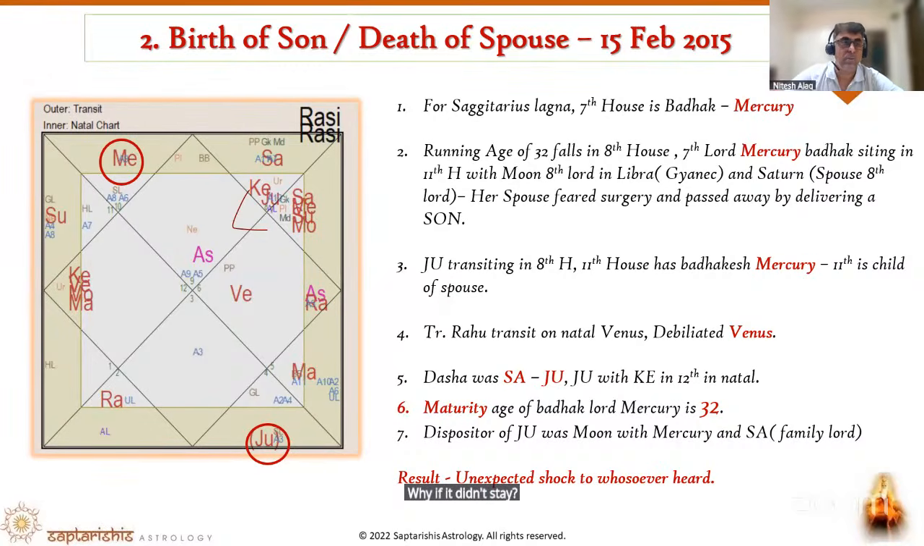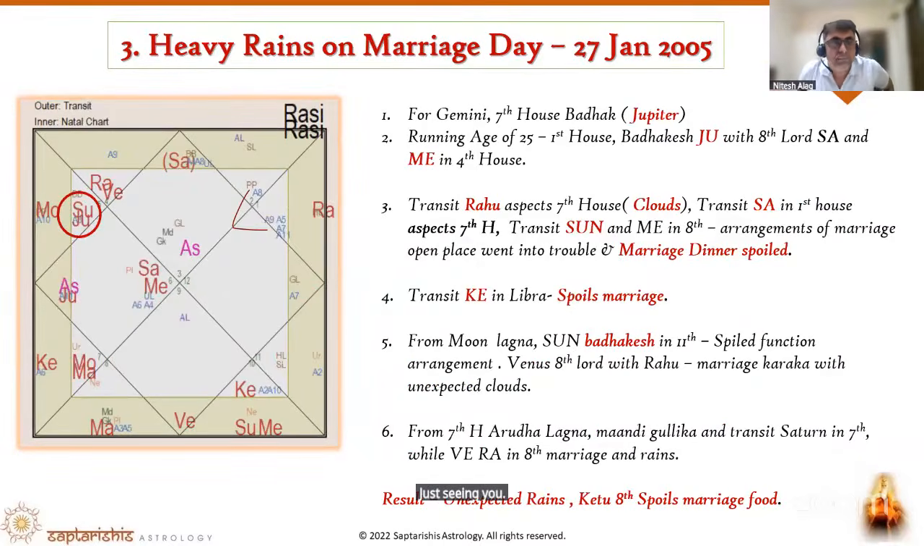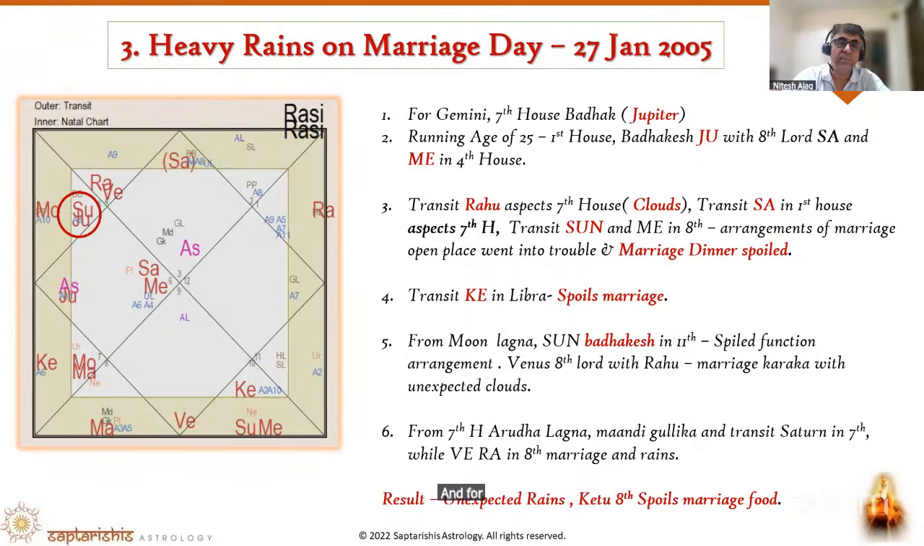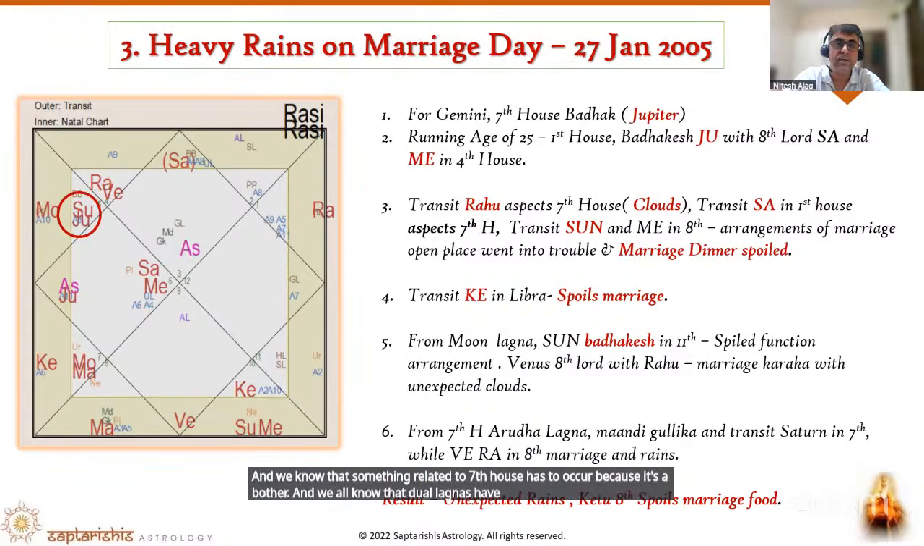This is the third chart, again of a known person. Heavy rains on the marriage day, and the date I have given over there, the person is Gemini ascendant. And for Gemini ascendant, you know that the seventh house is the Badhak, and we know that something related to the seventh house has to occur because it's a Badhak.